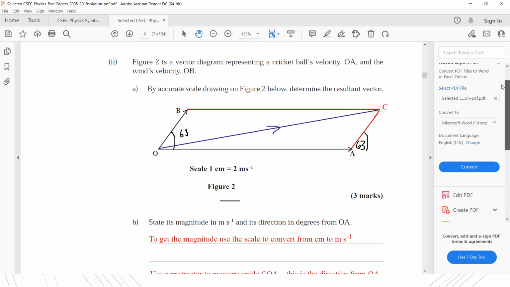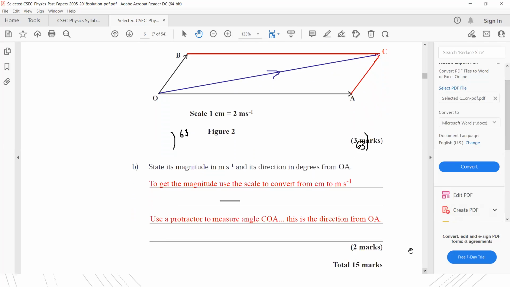And then you use the scale to convert that length to meters per second. You are given that 1 centimeter equals 2 meters per second. So if you get a line that is, let's say, 15 centimeters long, then the magnitude of your vector would be 15 times 2, because every 1 centimeter equals 2 meters per second. Whatever the length of the diagonal, because of the scale, you multiply by 2 to get the magnitude.